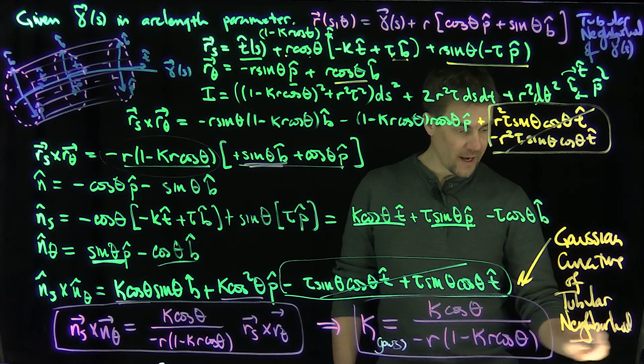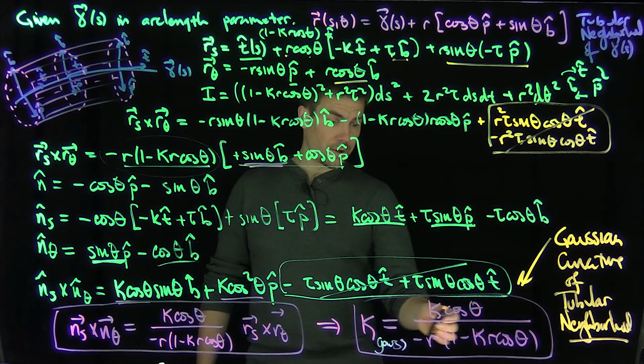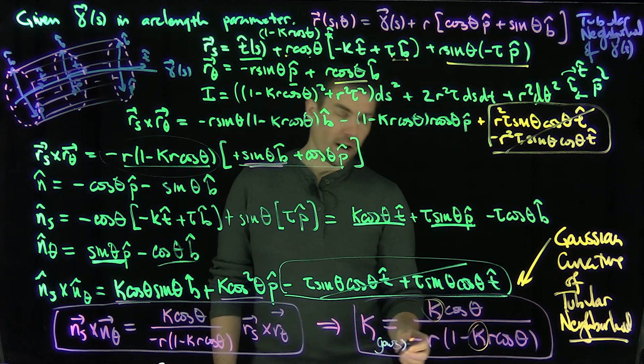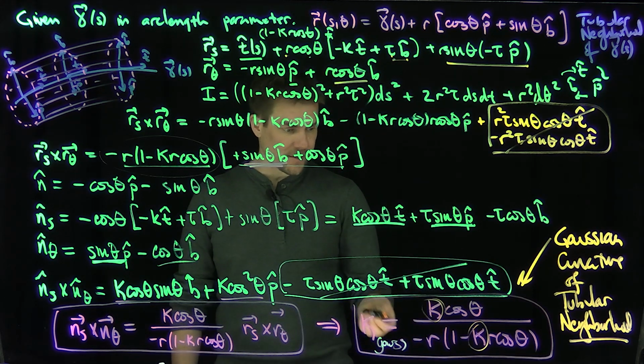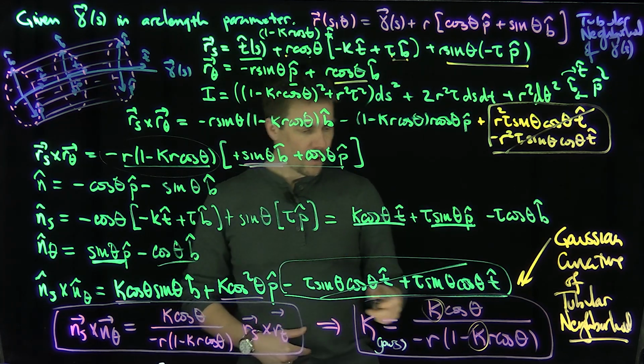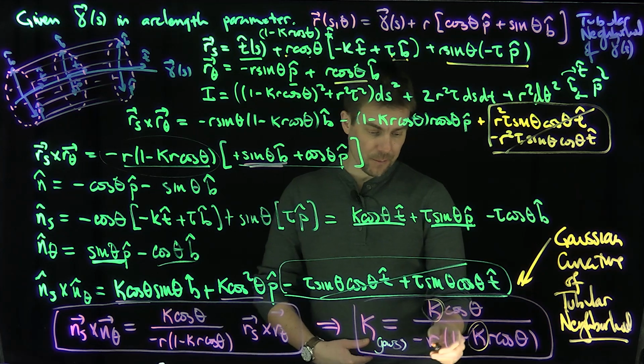Now it's important to realize that the Gaussian curvature of this neighborhood depends on theta, obviously. It depends on the curvature of the curve, and of course the radius, the reciprocal of the radius of the circle itself. So that's what we expect to see. We expect to see the reciprocal of the radius.